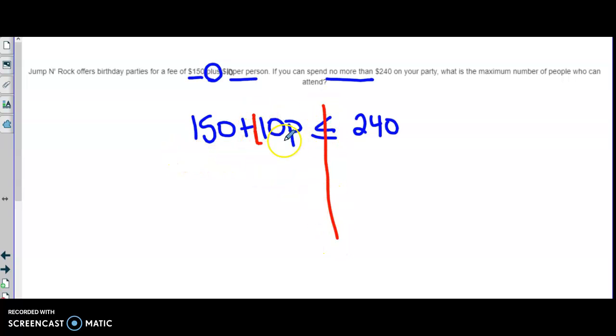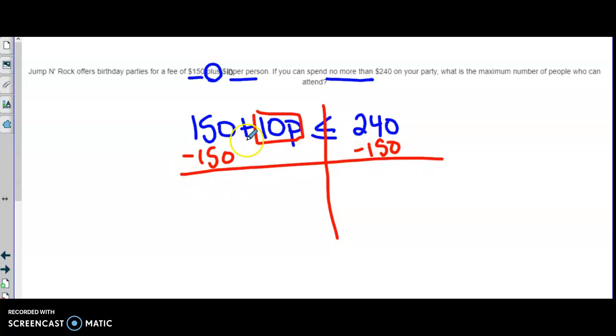So we'll draw our line and box off our letter and then ask ourselves what is on the same side as the letter that we need to get rid of. And here we need to get rid of 150, so we're going to subtract 150 from each side. 10p is less than or equal to, let's see what that is, 90? 240 minus 150 is 90. Divide each side by 10. And p has to be less than or equal to 9 people. She can have 9 people or less. She can have 8 people, 7, 6, any of those, but she can't have 10. It has to be 9 or less.